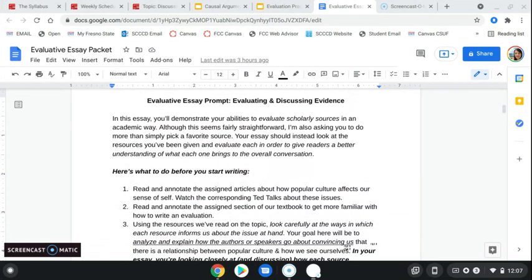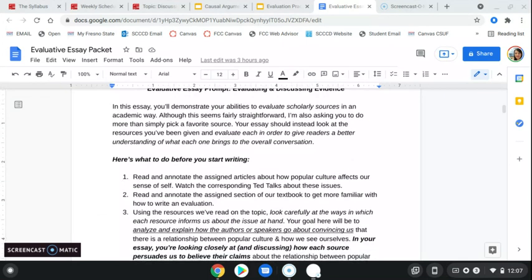All right. So, our evaluative essay is all about evaluating different sources and discussing what they bring to the table. So this is something that you might be pretty familiar with, but remember that we're doing things in a little bit of a particular way for our class. So here's what we're doing.